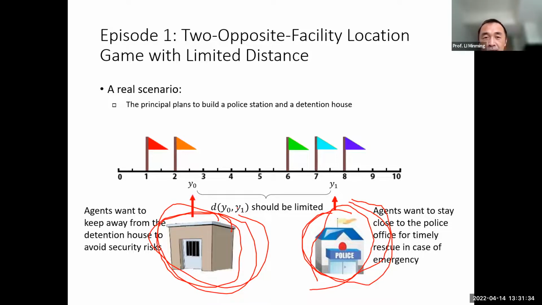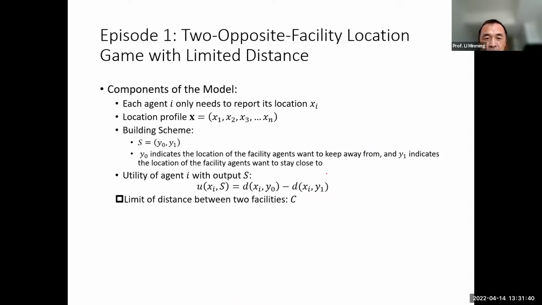So that's why it's called the opposite facility location game with limited distance. You have a distance bound. And then the utility will be the distance to the one you don't like minus the distance to the one you like.